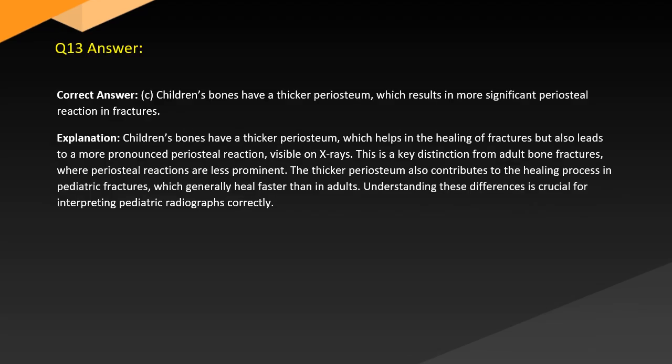Answer. Correct answer: C. Children's bones have thicker periosteum, which results in more significant periosteal reaction in fractures. Explanation: the thicker periosteum helps in the healing of fractures but also leads to more pronounced periosteal reaction, visible on X-rays. This is a key distinction from adult bone fractures, where periosteal reactions are less prominent. The thicker periosteum also contributes to the healing process. Pediatric fractures generally heal faster than in adults. Understanding these differences is crucial for interpreting pediatric radiographs correctly.